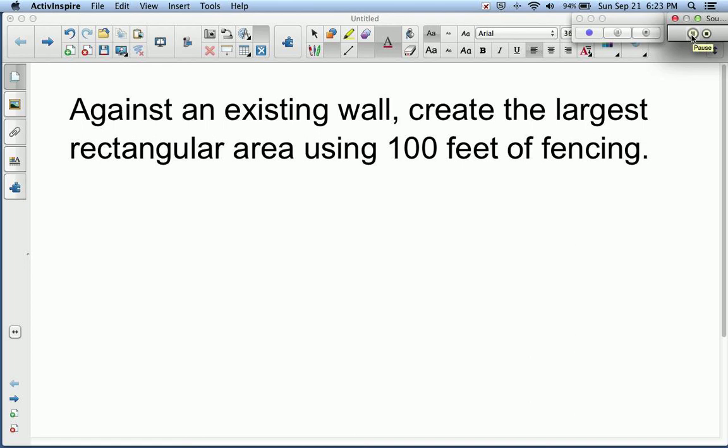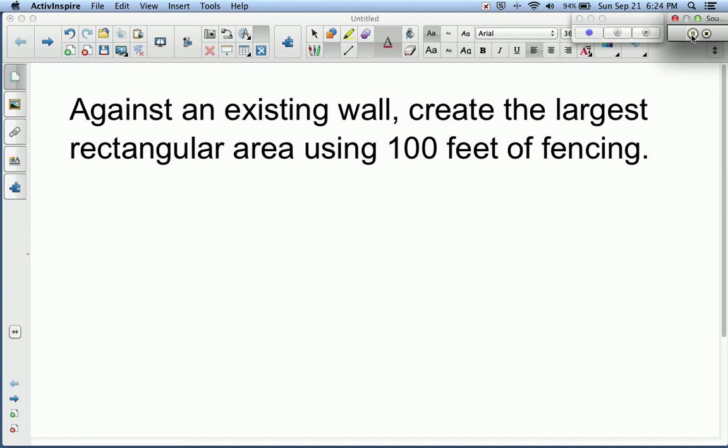Today we are going to work on maximizing two-dimensional objects, rectangles, circles, things of that nature. And we'll start with a very basic one, a rectangular one. The concept is the same no matter what the shape is. So here's our problem. Against an existing wall, we're to create the largest rectangular area using 100 feet of fencing.